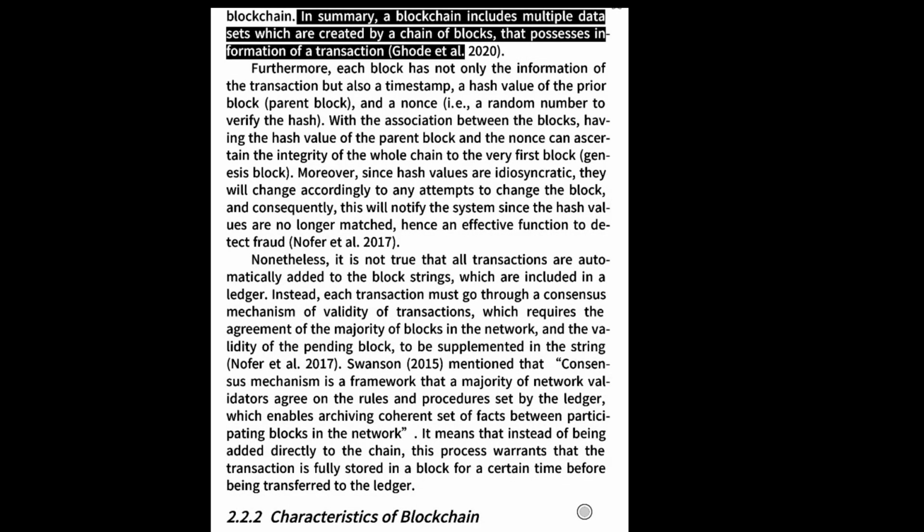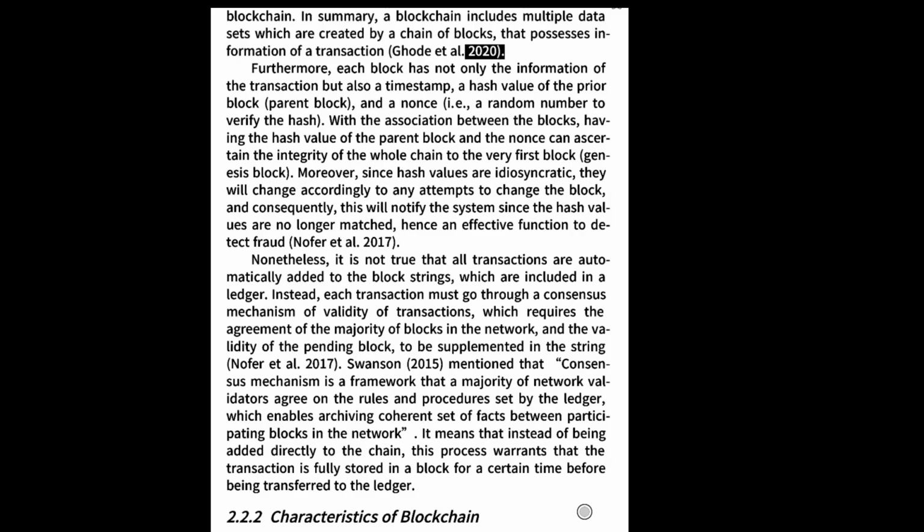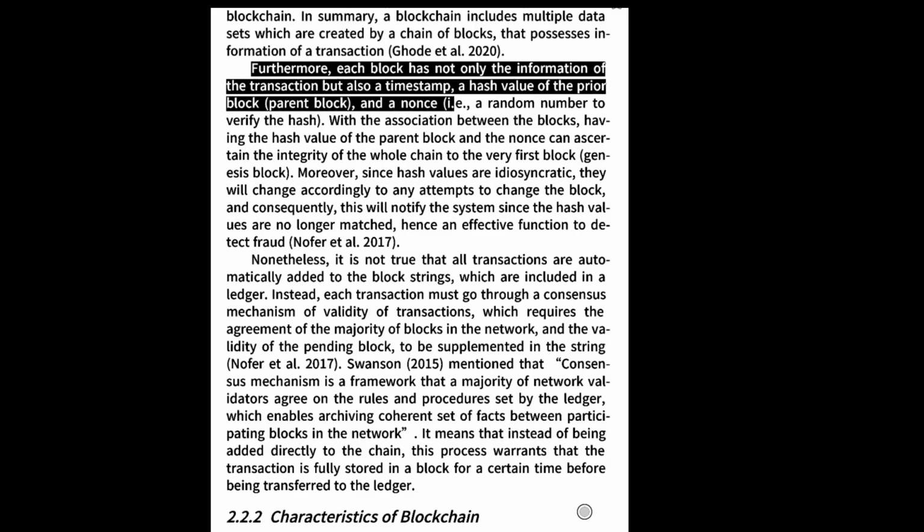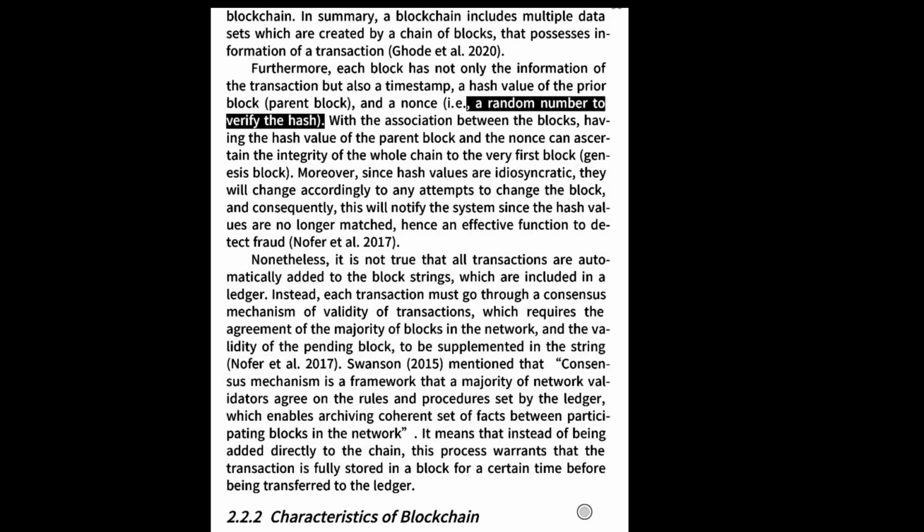In summary, a blockchain includes multiple data sets which are created by a chain of blocks that possess information of a transaction (Goad et al., 2020). Furthermore, each block has not only the information of the transaction but also a timestamp, a hash value of the prior block, the parent block, and a nonce, i.e., a random number to verify the hash.